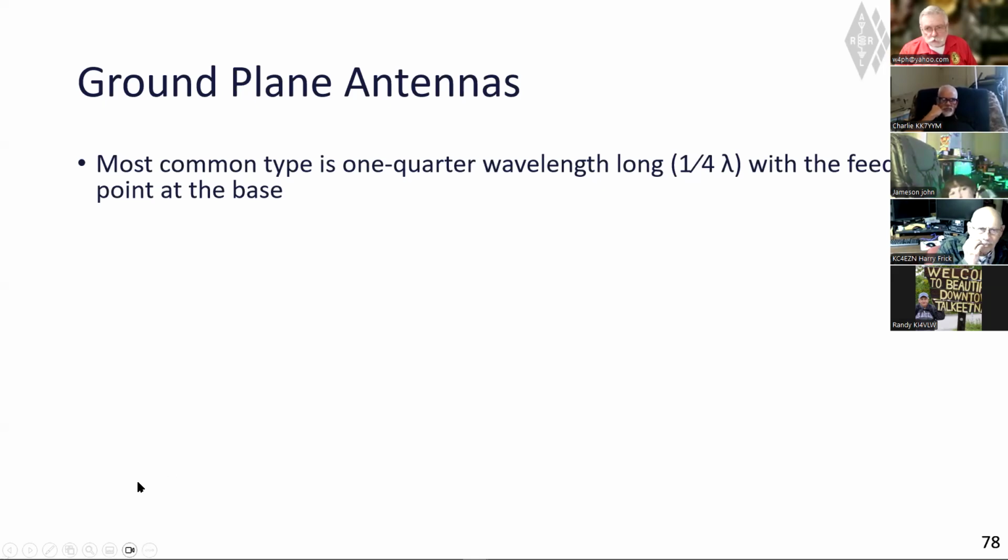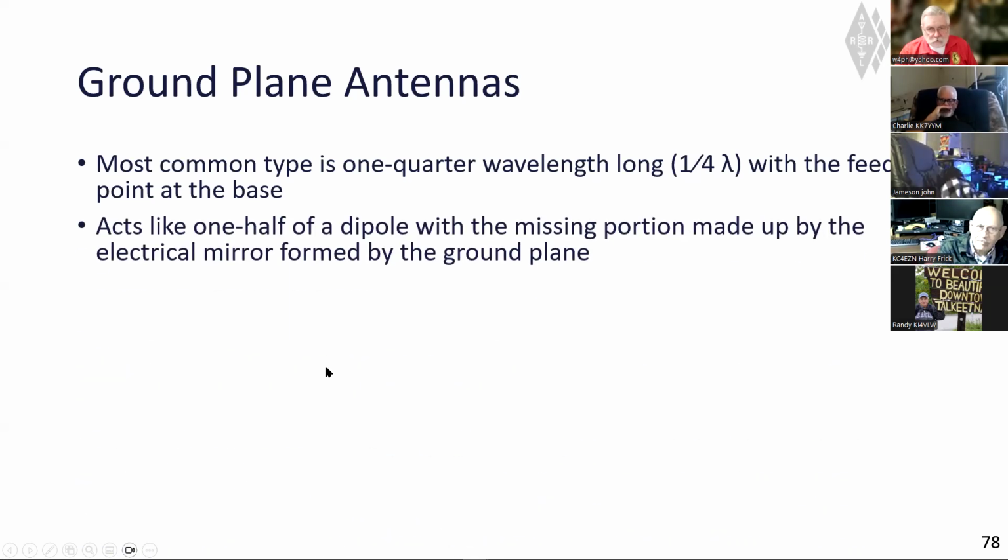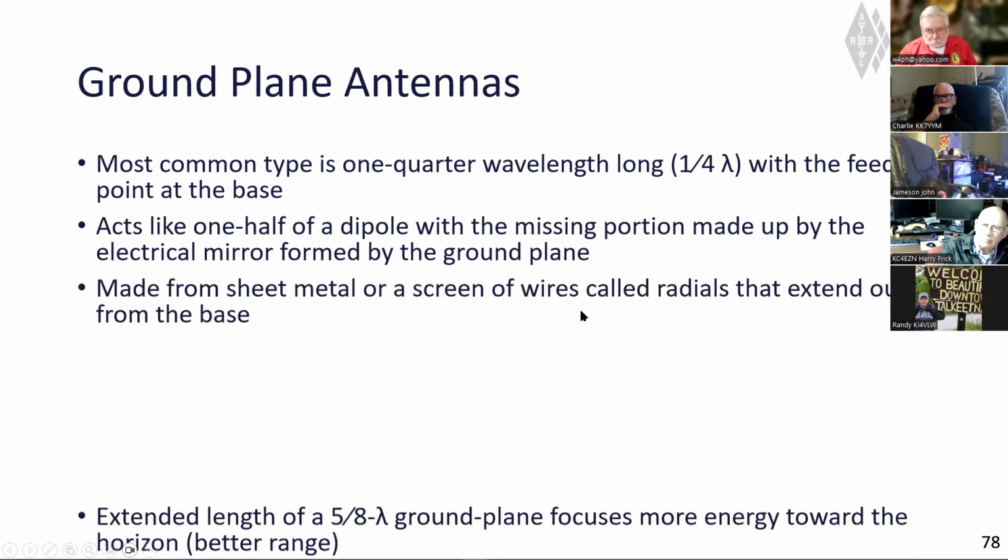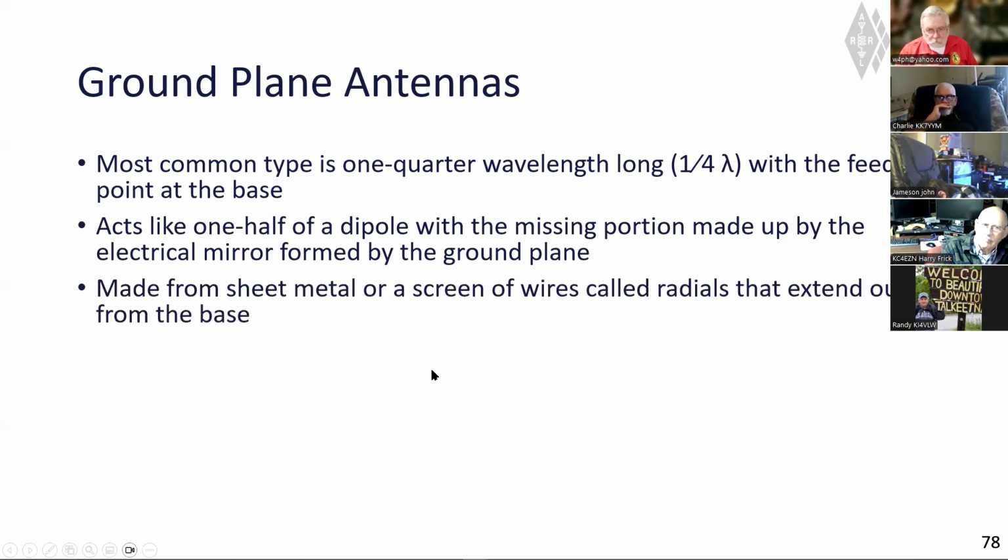Most common type is 1/4 wavelength with feed point at the base. Acts like 1/2 of a dipole with the missing portion made up by the electrical mirror formed by the ground plane. Made from sheet metal or a screen of wires called radials that extend out from the base.